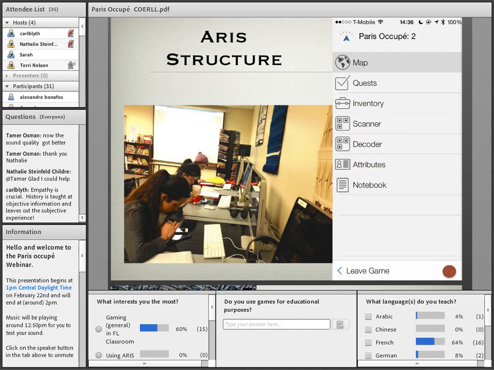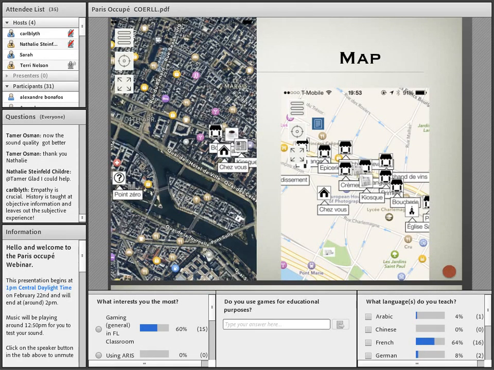So we'll look first at the map. So when you're in ARIS, because it's all based on a map, this is what it looks like, and the user can go ahead and turn off, it's based on Google Maps, so they could have the street map view or the aerial view, which of course is for, you know, Paris today, not Paris back then, but it allows them to situate themselves in space.